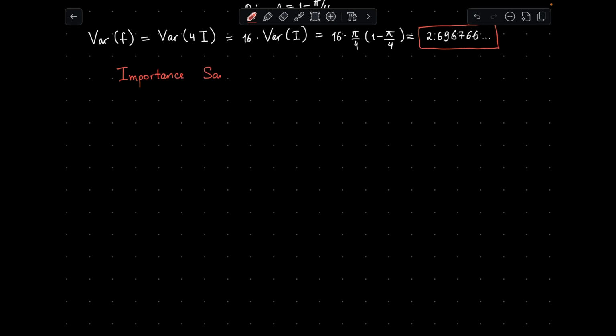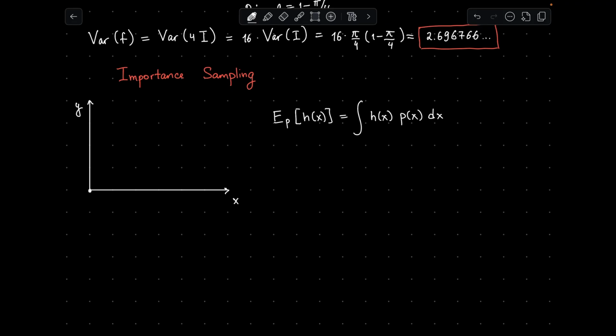Let's first discuss the importance sampling approach. To explain it, let's assume that we're interested in the expectation value of some function h(x). Also, let's say this function h(x) is very localized. In this case, if we use simple uniform sampling, most of the estimator values we get are going to be close to 0, and we're mostly going to miss this peak.